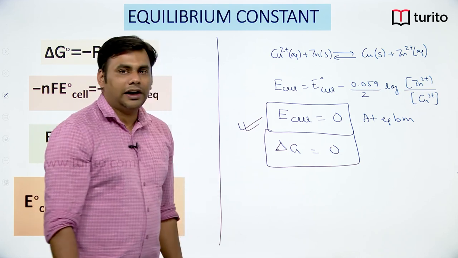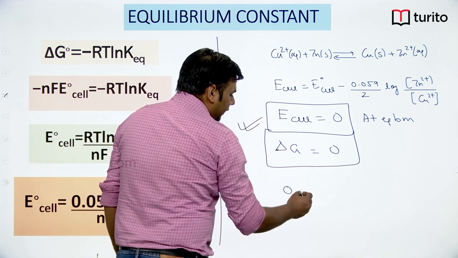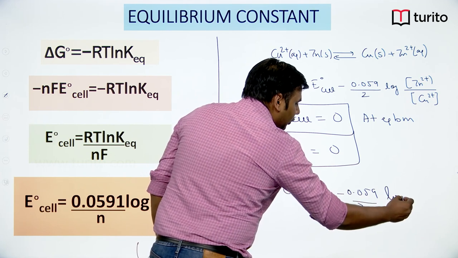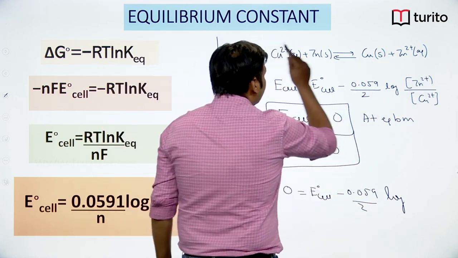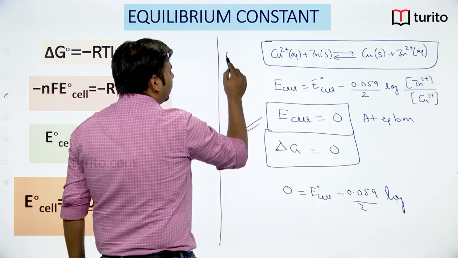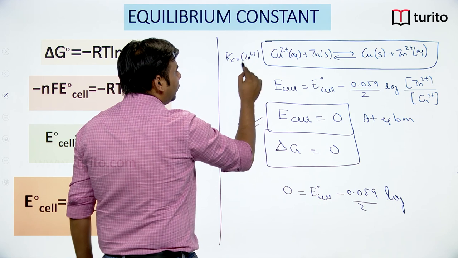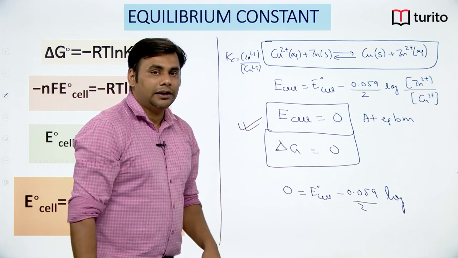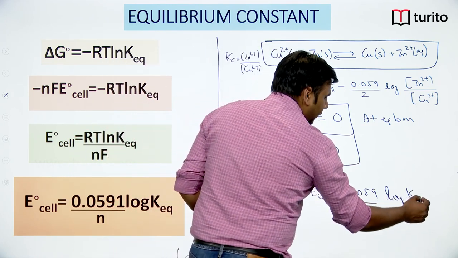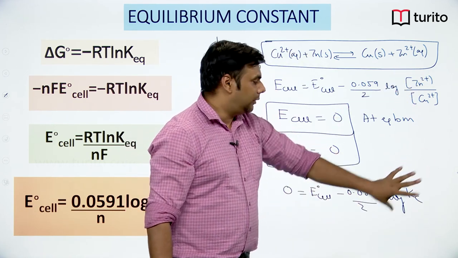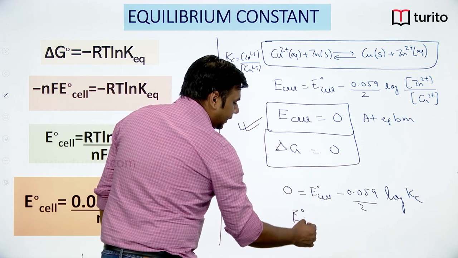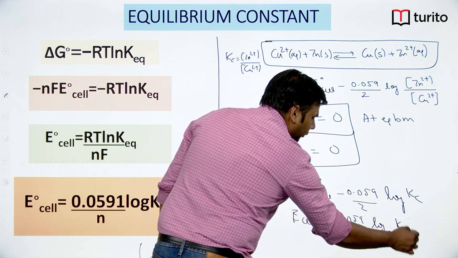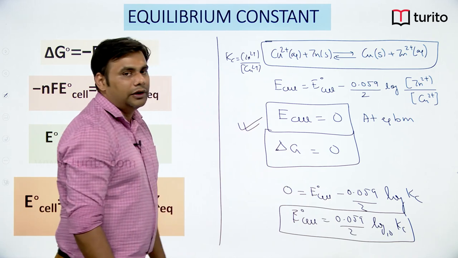So this is how you can find the EMF. E cell becomes 0, delta G becomes equal to 0. If you plug the value over here, E cell will be 0, which is equal to E naught cell minus 0.059 upon 2, because now we are at equilibrium. The equilibrium constant for this reaction should be concentration of zinc 2 plus upon concentration of copper 2 plus, because they are the only ionic species, the rest are solid, so we are not going to take them in the equilibrium expression. So this becomes log of Kc. The ratio of these quantities becomes the equilibrium constant. So E naught cell becomes equal to 0.059 divided by 2 into log base 10 of the equilibrium constant. You can find the equilibrium constant from this expression also.